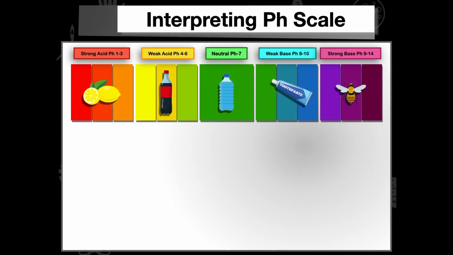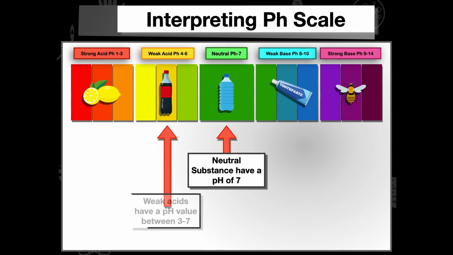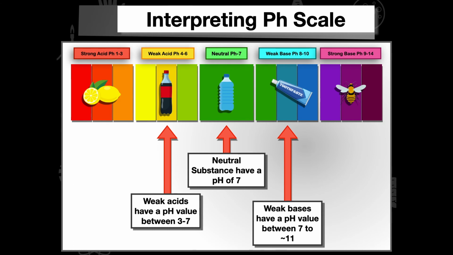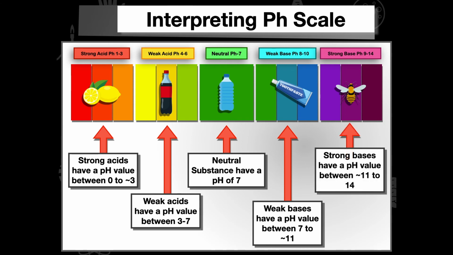Now, if we want to interpret this pH scale, we're going to interpret it based on a pH of 7. 7 is going to be neutral. We have an equal amount of H+ to OH-. If we move down to the left, anything between 3 and 7 is going to be a weak acid. Anything between 7 and 11 is going to be a weak base. Anything between 0 and 3 is a strong acid, and anything from 11 to 14 is a strong base. So we're moving left or right on the scale using the number 7 as our neutral middle zone.